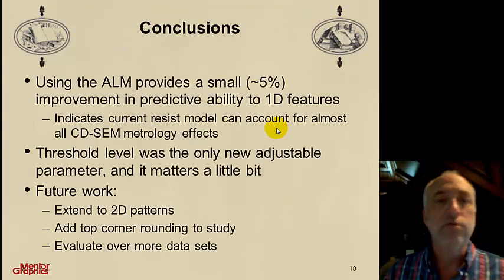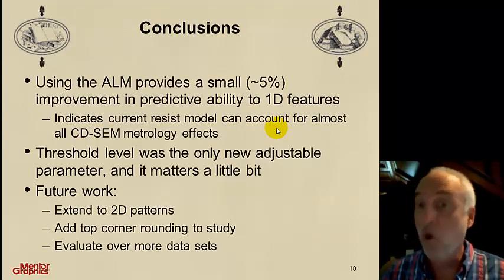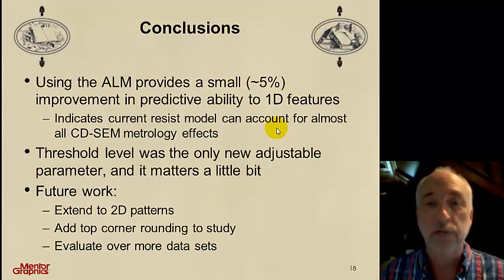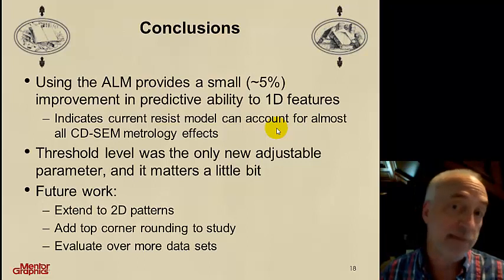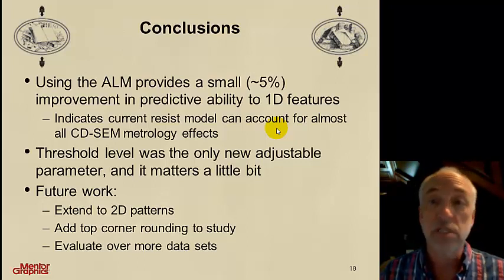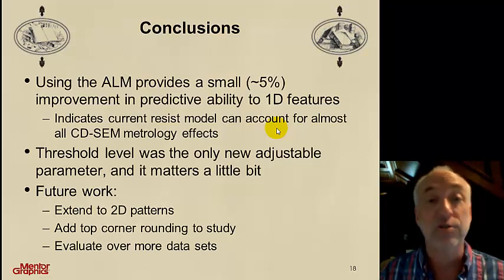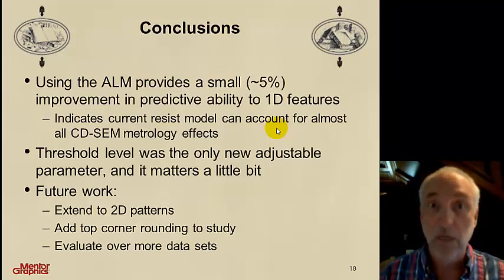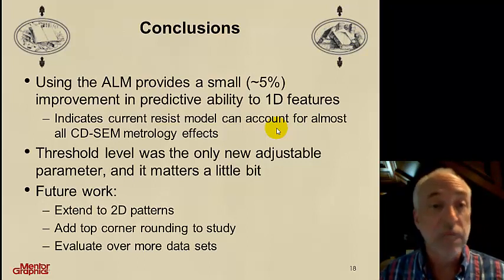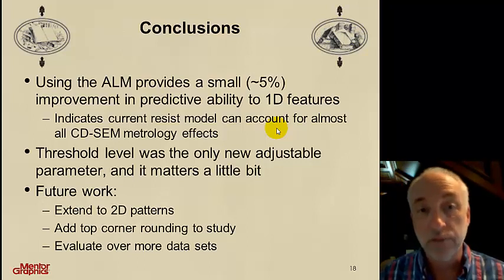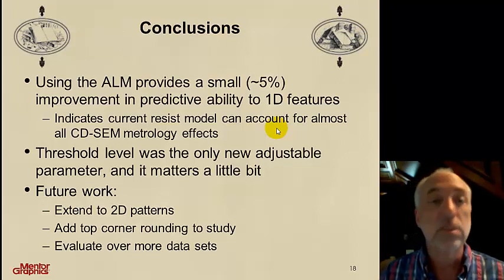So what can we conclude from this study? Well, the ALM provides a small improvement. Now 5% is nothing to sneeze at, but it's not a large amount considering the RMS values were 2.5 nanometers. This is a reasonably small improvement. Now this indicates that our current empirical resist models are doing a fairly good job of accounting for almost all the CD-SEM metrology effects, the biases that are in the data. However, I think there's still a lot of value in separating the metrology from the resist models, making this, even if it's small, making a predictive improvement.